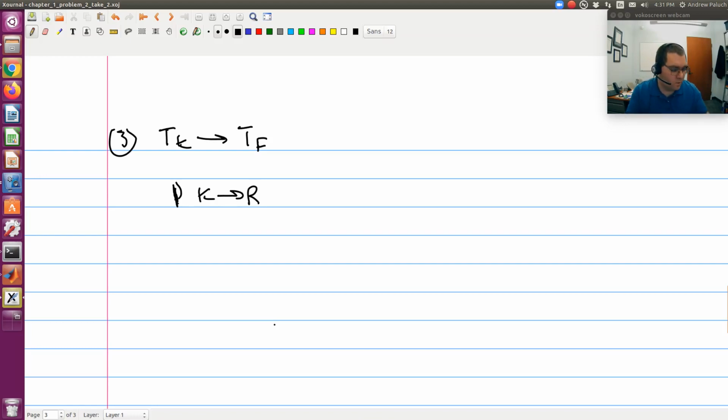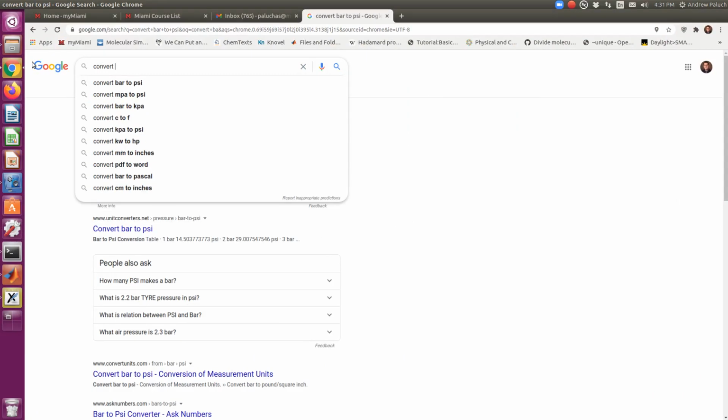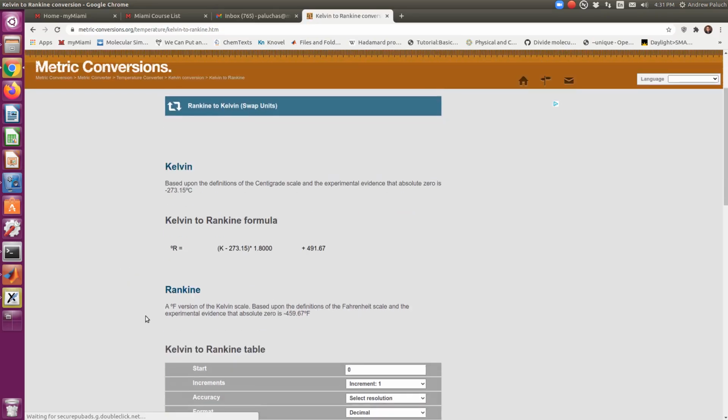This one I'm going to have to look up again. So let's do Kelvin to Rankine. Let's see if I can get it. Metric conversions.